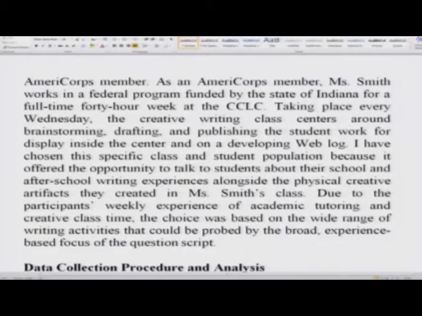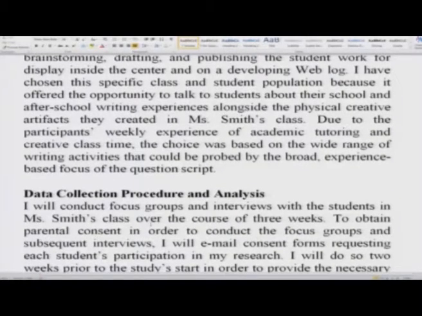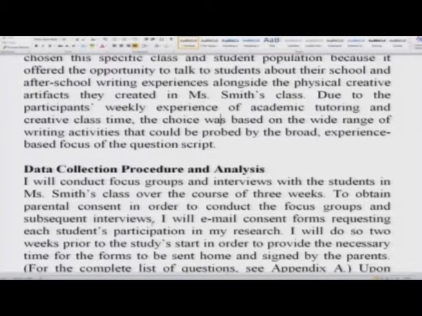Taking place every Wednesday, the creative writing class centers around brainstorming, drafting and publishing the student work for display inside the center and on a developing web blog. I have chosen this specific class and student population because it offered the opportunity to talk to students about the school and after school writing experiences alongside the physical creative artifacts they created in Ms. Smith's class. Due to the participants' weekly experience of academic tutoring and creative class time, the choice was based on the wide range of writing activities that could be probed by the broad experience based focus of the question script.